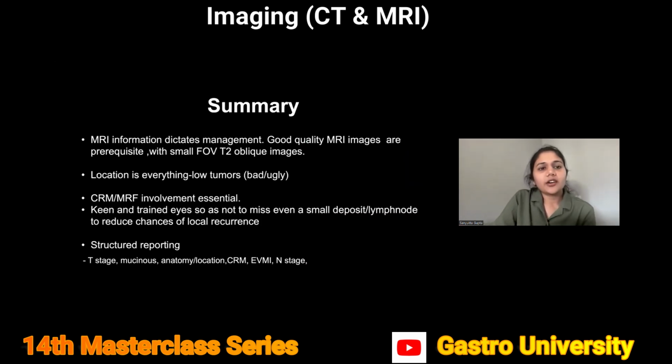So in summary, MRI is very important and forms the mainstay of imaging of CA rectum, and good quality MRI images are very important, with small FOV and T2 oblique orthogonal images, and the location is everything. The low tumors, as we all know, are the bad ones. And CRM and MRF involvement is essential, and we need a keen trained eye so as not to miss even a small deposit or lymph node, to reduce the chances of local recurrence. And the structured reporting is very beautifully shown and is being carried out at our institute so that we do not miss any feature.